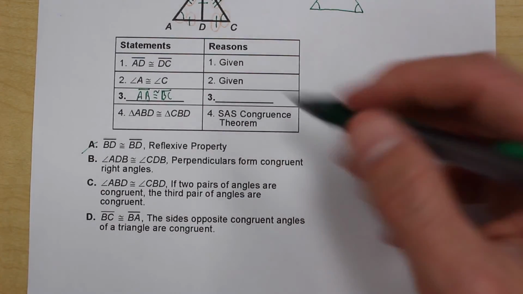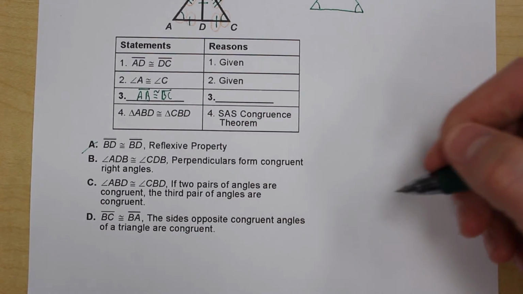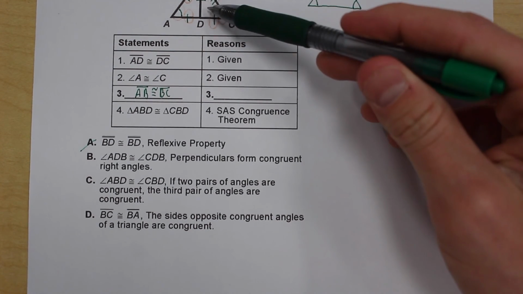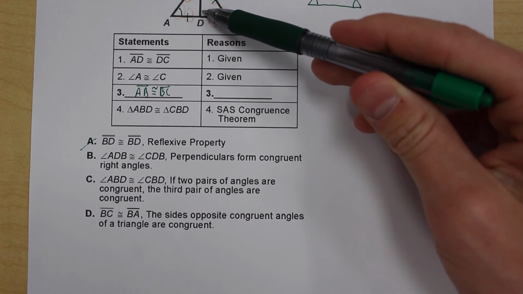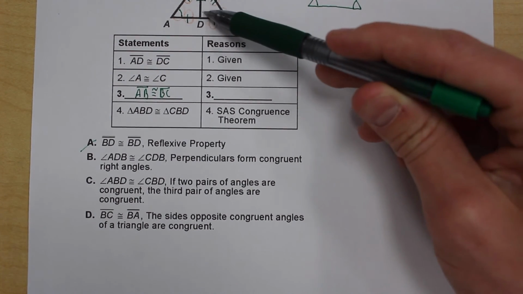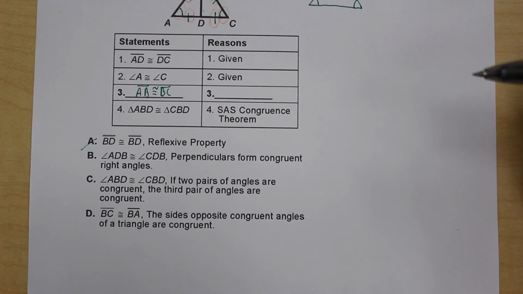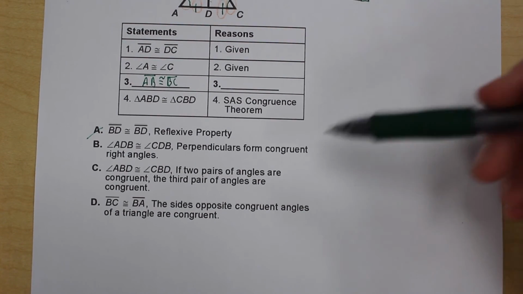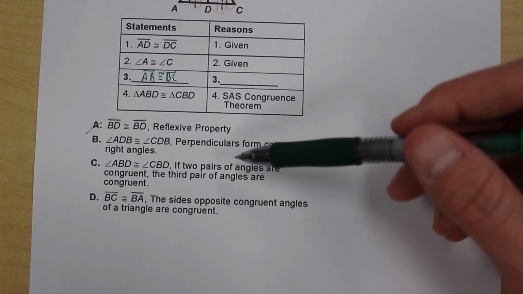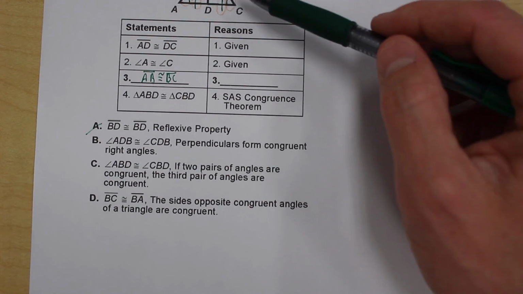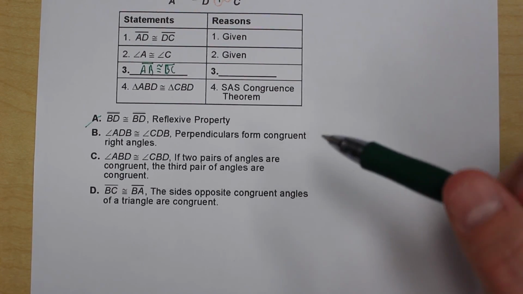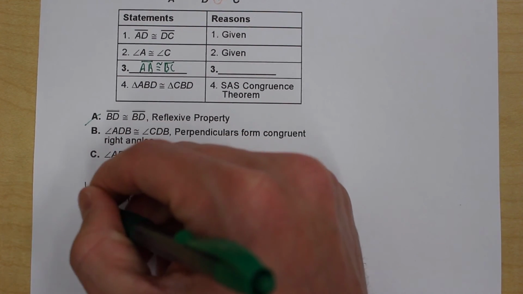BD, nope, that doesn't work because that would make ASS. Can't have that. Angle ADB is congruent to angle CDB. Perpendiculars form congruent right angles. Well, if we knew that these were perpendicular, I would say sure, but we don't know that those are perpendicular. If 2 pairs of angles are congruent, the 3rd pair of angles are congruent. Well, that'd be fine if we knew that 2 pairs were congruent, but all we know is that 1 pair of angles is congruent. BC is congruent to BA, the sides opposite congruent angles of a triangle are congruent. Yeah, so this one would be D right here.